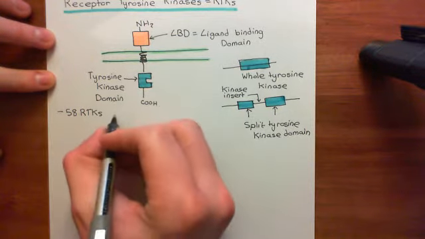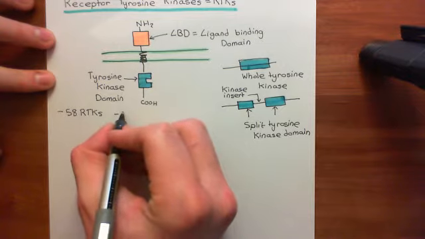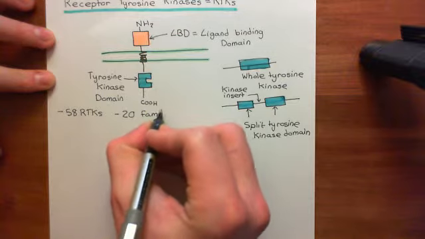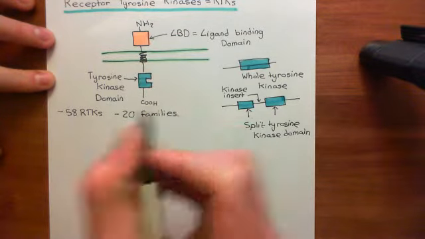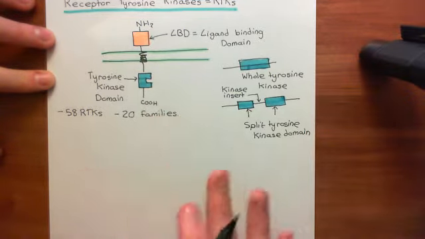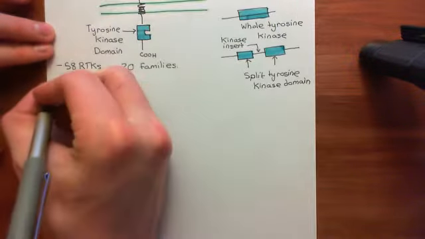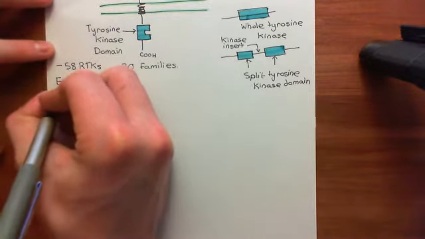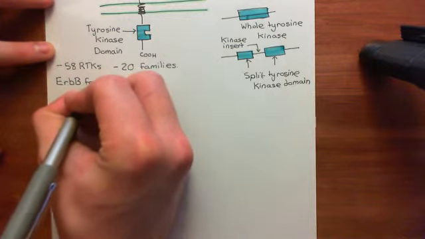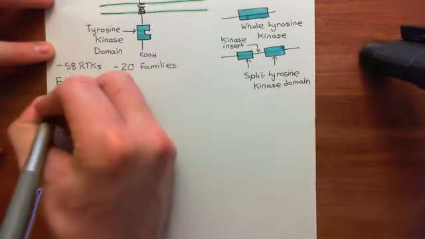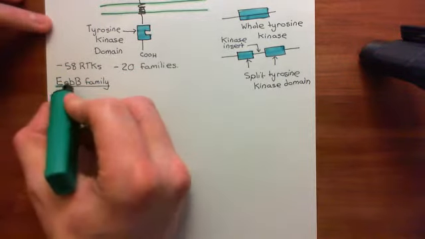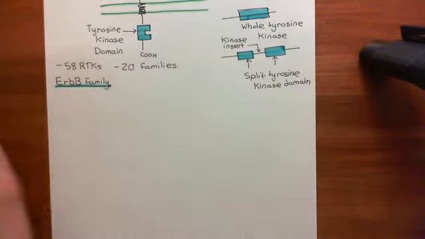These are classified into families. We are not going to go through all the families because there are actually 20 of them. I'm going to introduce you to one of the families so that we have a nice specific example to be working with. The family of receptor tyrosine kinases which I'm going to introduce you to is the ERB-B family of receptor tyrosine kinases. The ERB-B family contains 4 different receptor tyrosine kinases.